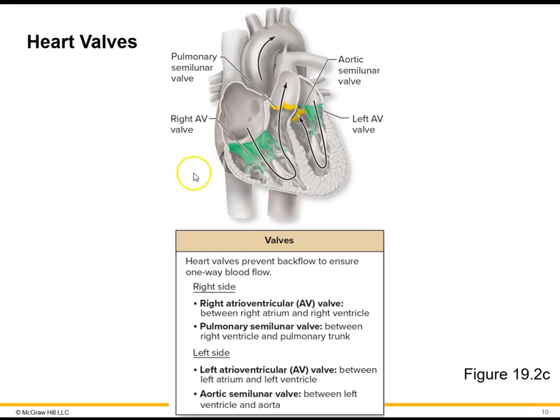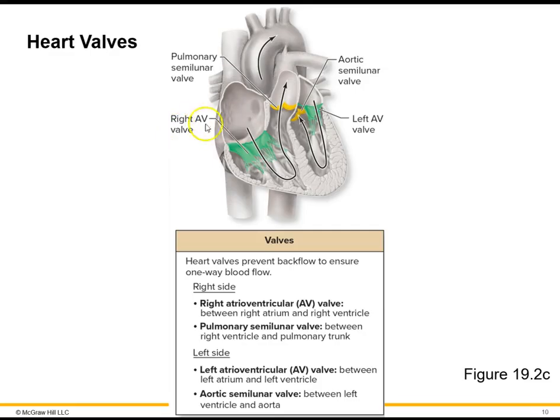Okay, so let's take a look at the valves. Here's the right AV valve, or the tricuspid. Here's the left AV valve, or the bicuspid. Here is the pulmonary valve. And then here, it's kind of hard to see, it's kind of tucked behind the pulmonary trunk, here is the aorta, and here's the aortic valve.